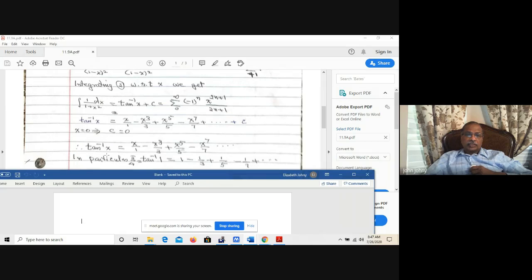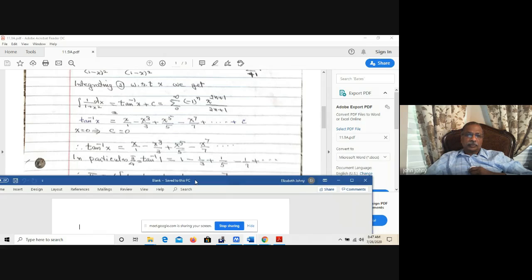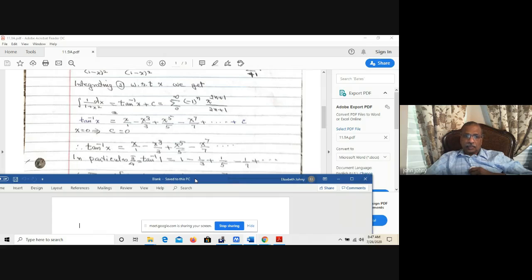So tan inverse x is equal to x over 1 minus x cubed over 3 plus x to the 5 over 5 minus x to the 7 over 7 minus etc. So that is the power series expansion for tan inverse x. In particular, you substitute x equal to 1. When you substitute x equal to 1, tan inverse 1 is pi over 4.